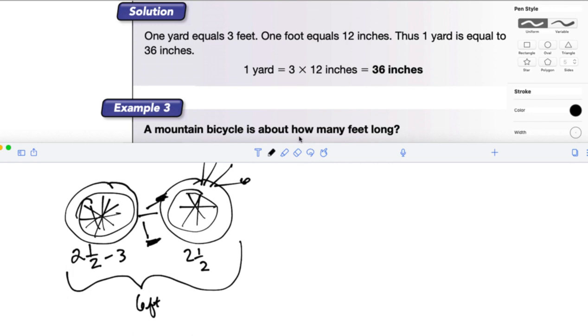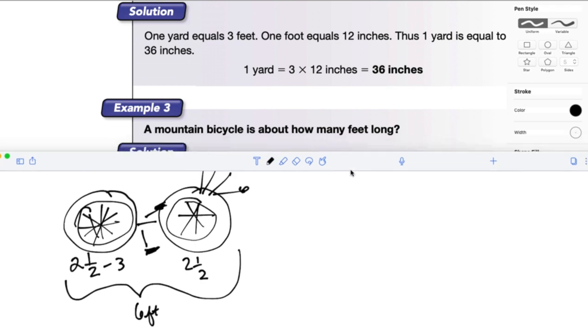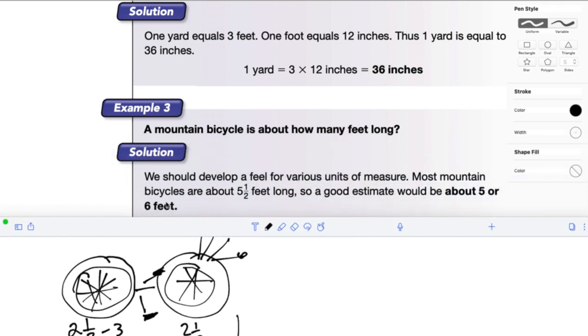From here to here. So one thing you want to be able to do when you understand measurement is you want to start to be able to eyeball or visualize the lengths of things as you see it in reference to particular units, whether it's inches, yards, feet, or whatever.